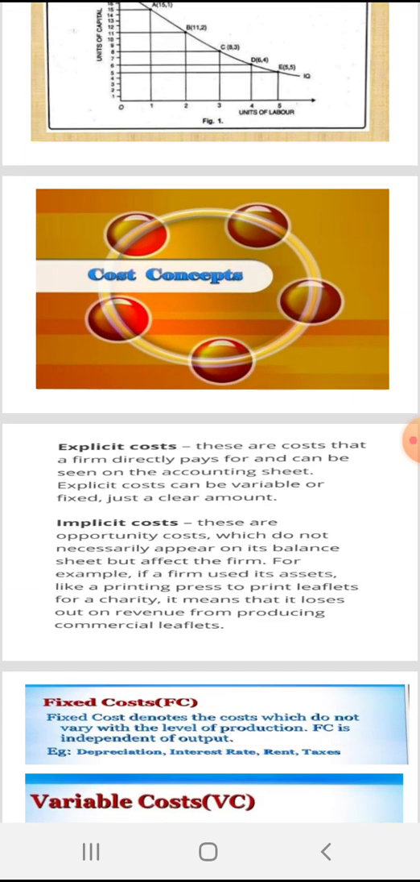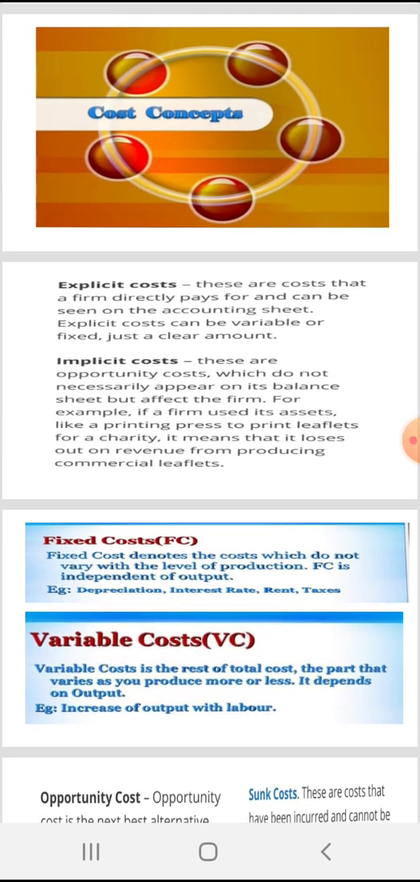Now, the next topic is cost concept. In this, we will see the different types of cost. First is explicit cost. These are the costs that a firm directly pays for and can be seen on the accounting sheet. Explicit cost can be variable or fixed, just a clear amount.